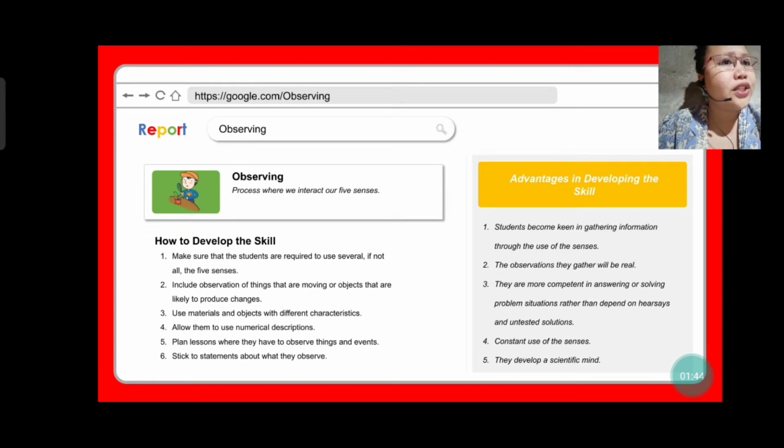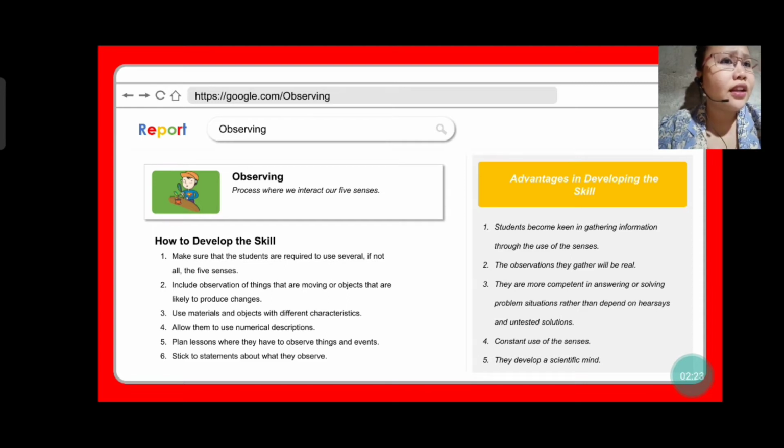First, the students become keen in gathering information through the use of the senses. They are now aware that through using our five senses, we can observe different things. We can describe the different characteristics of these things. The second advantage is that the observations they gather will be real, of course, since they have observed them. So the information they gather will become real.